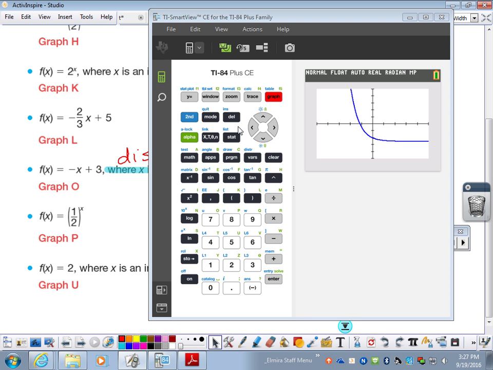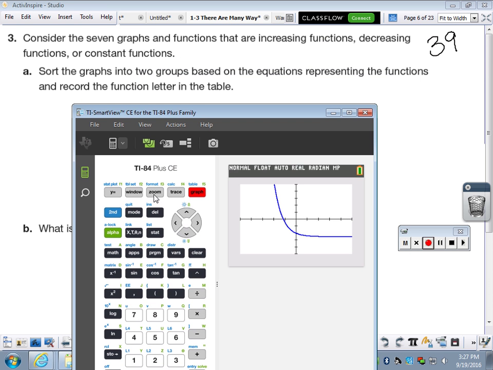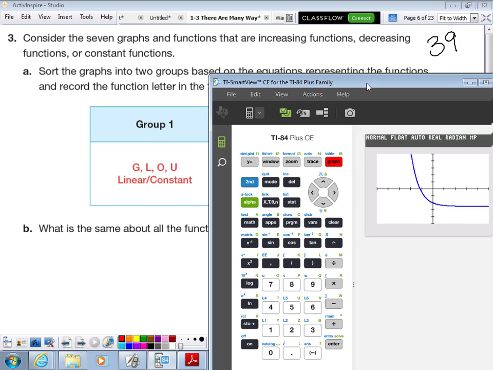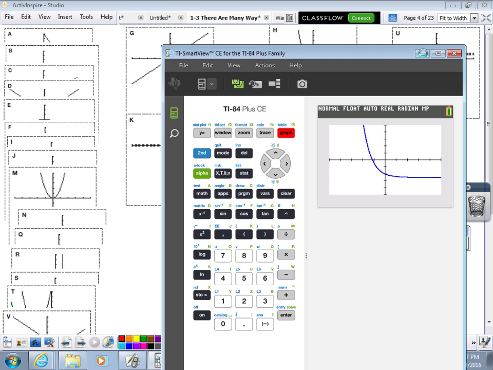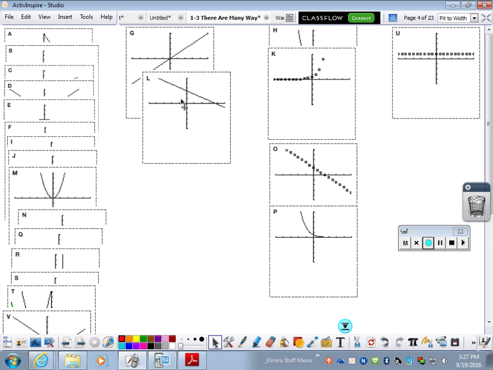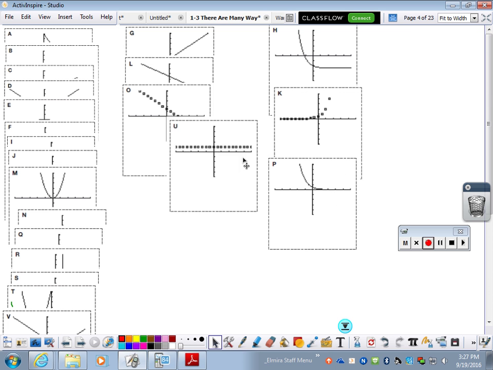Then the next part of the lesson was to take the same graphs and sort them differently. Let's look back at those for a second. Instead of increasing, decreasing, and constant, we're going to group them by, I'll use informal words first, straighties and curvies. So there's a curve, straight, straight, curve, and straight.